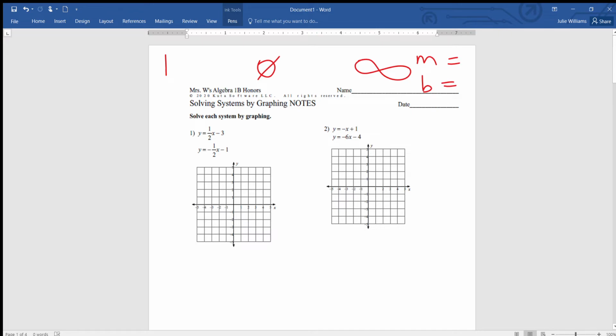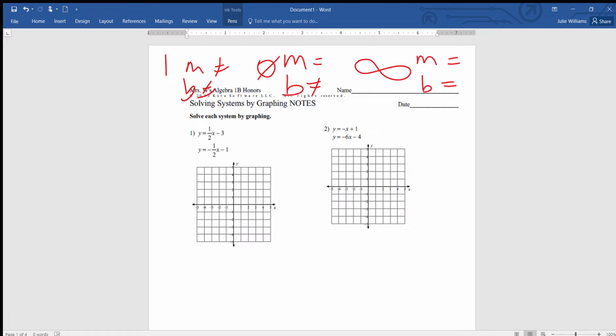Okay, now when there are no solutions, that means their slopes are the same, but they never intersect. So they're parallel, so their y-intercepts are different. And then when there's just one solution, okay, so both the slope and the y-intercept are going to be different, okay? So first thing you should always do is get them into slope-intercept form, remember.